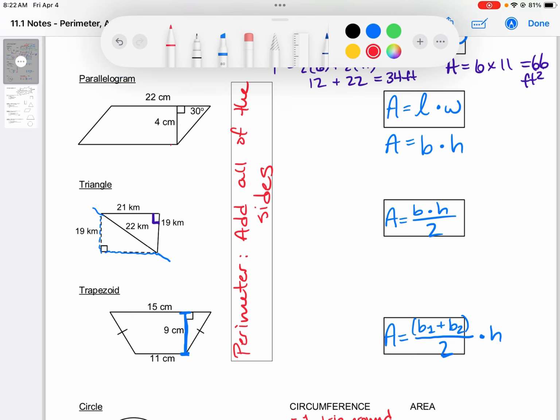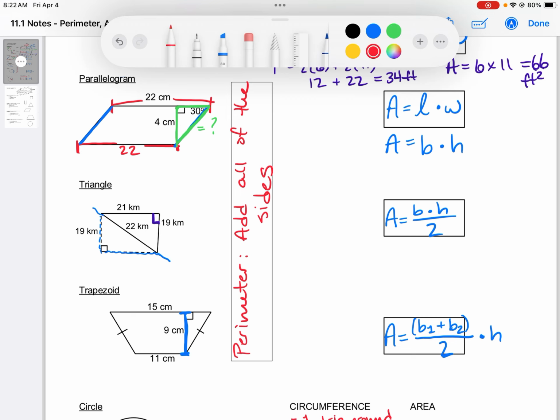So for the perimeter, I need to add all the sides. Well, if this top base is 22, this bottom base is also 22. So that's helpful because I have 2 sides, but what I'm missing is this diagonal. It's not 4, that's my height, but it's not the length of this diagonal line. So what I need to do is to just consider this triangular end and calculate the missing hypotenuse.